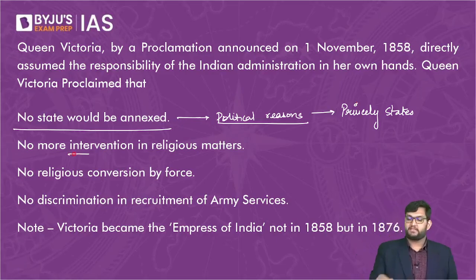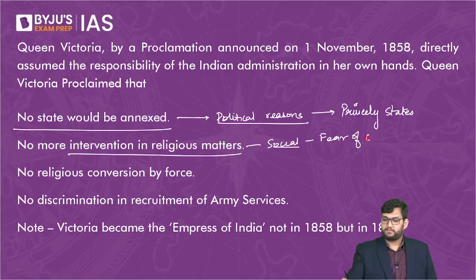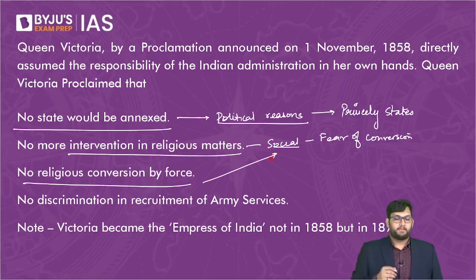No intervention into religious matter. So it's the social, which is fear. EIC means East India Company, not ECI. That is Election Commission of India. Fear of conversion. Thereafter, no religious conversion by force. So again, adds to the social. Thereafter, no discrimination in the army.